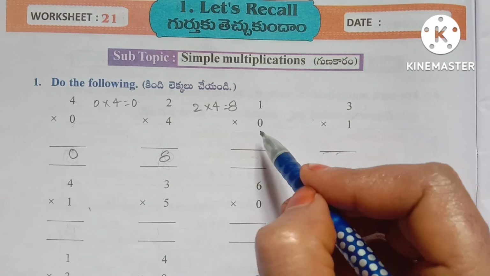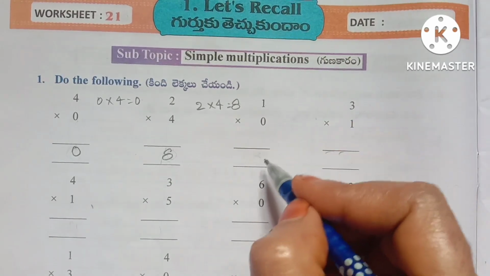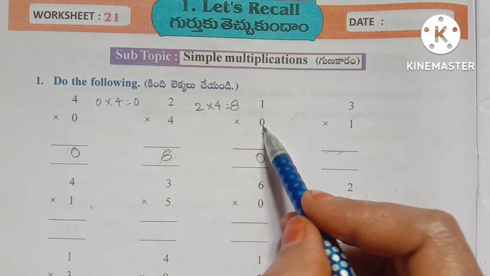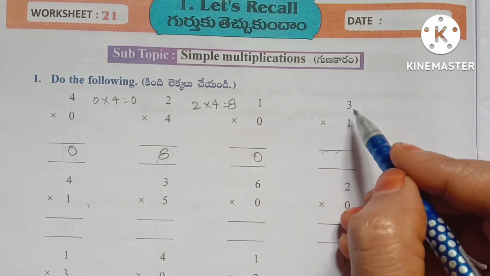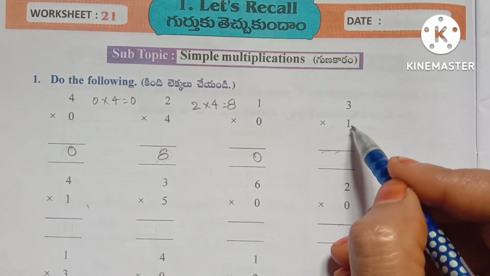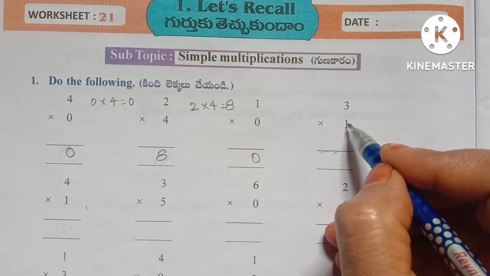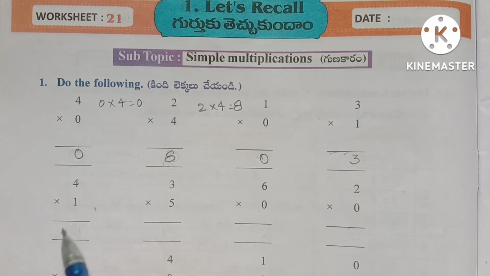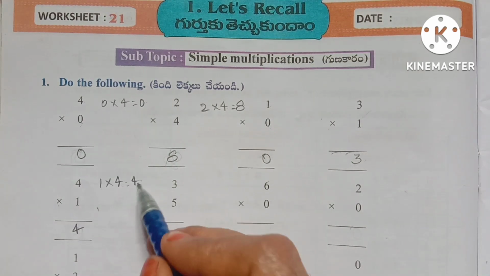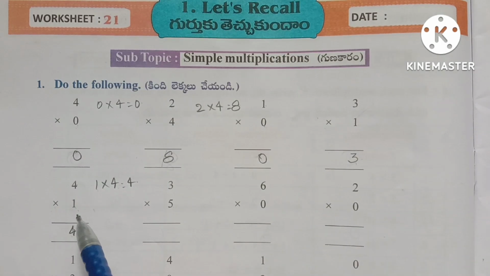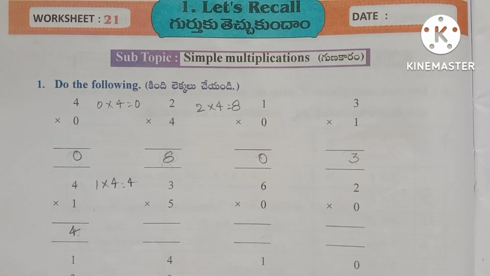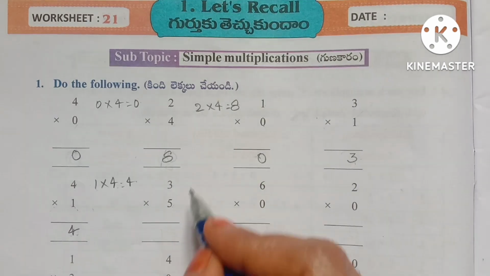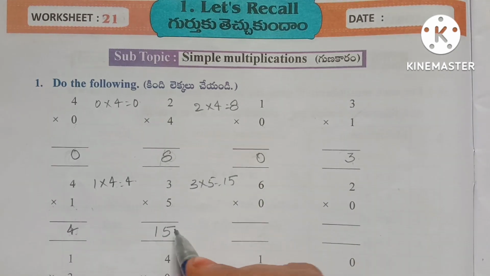Next here 1 multiply with 0. 0 1s are 0. So we have to write 0 here. When we multiply any number by 0, we get the product 0. Next here 3 multiply by 1. So we get 1 3s are 3. 4 multiply with 1, we get 4. 1 4s are 4. So we have to write 4 here. When we multiply any number with 1, it gives the same number. Next 3 multiply by 5, we get 3 5s are 15. So we have to write 15 here.